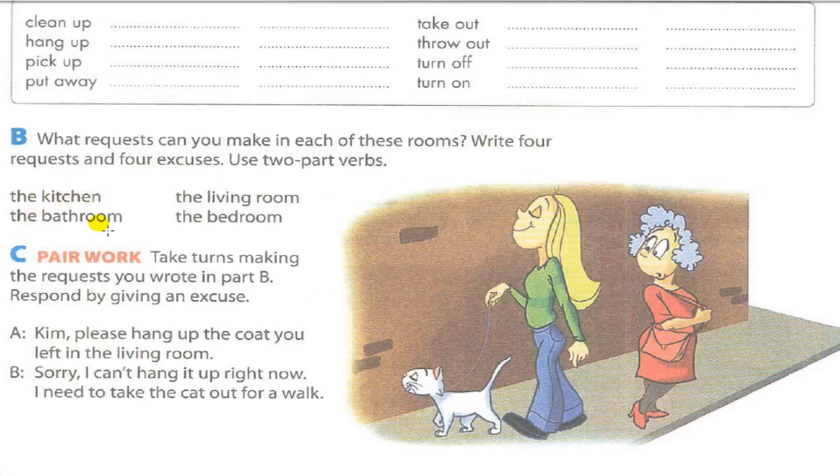The bathroom, you can say, pick up the towels. Pick up the mess. Turn on the light or turn off the light. The living room. In the living room, you can say turn on the light, turn off the light. Take out the newspapers, take out the magazines, pick up the toys. The bedroom. Hang up your coat, hang up the towels.